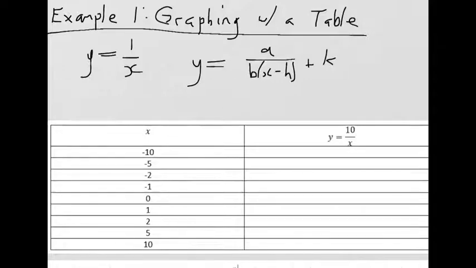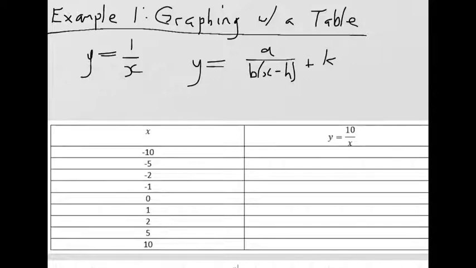And a, b, h, and k all do the same thing they've been doing all along. A controls the vertical stretch, b the horizontal, h the horizontal translation, k the vertical. Right? This should be pretty familiar by now. I'm not going to spend too much time on it.